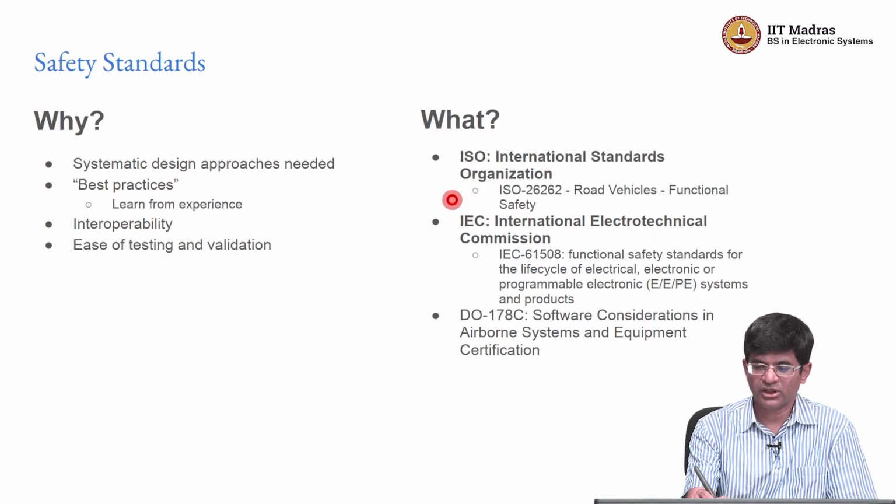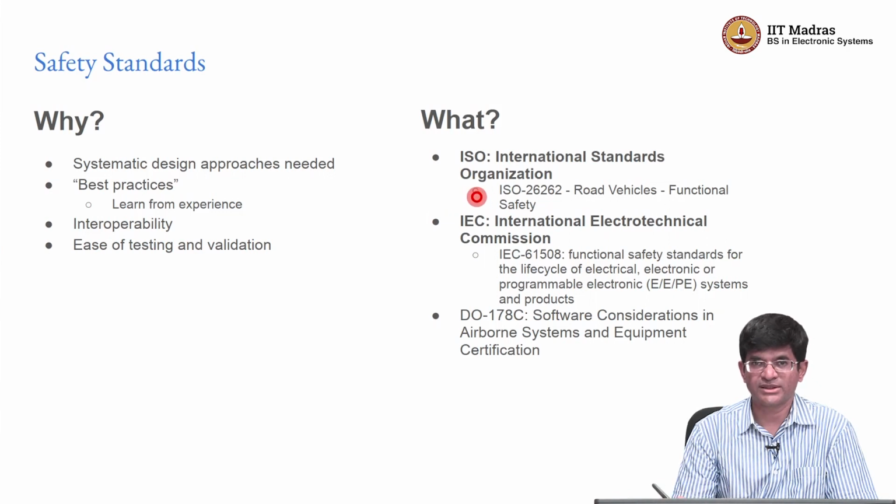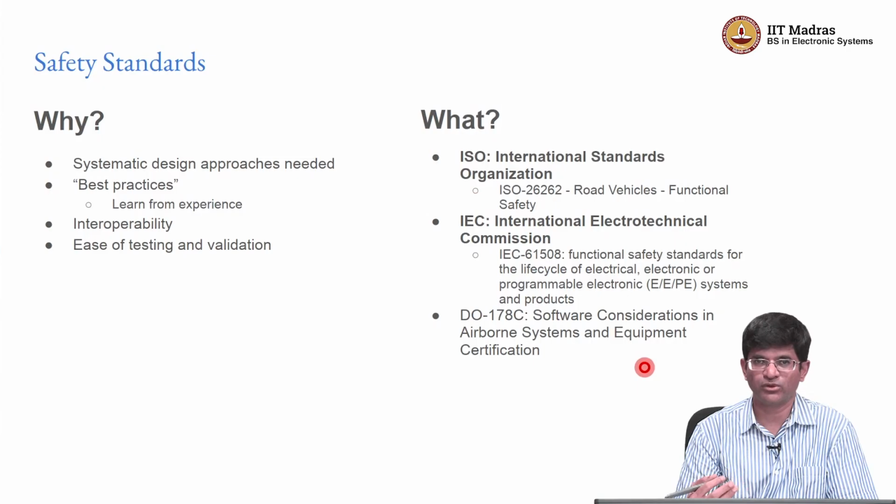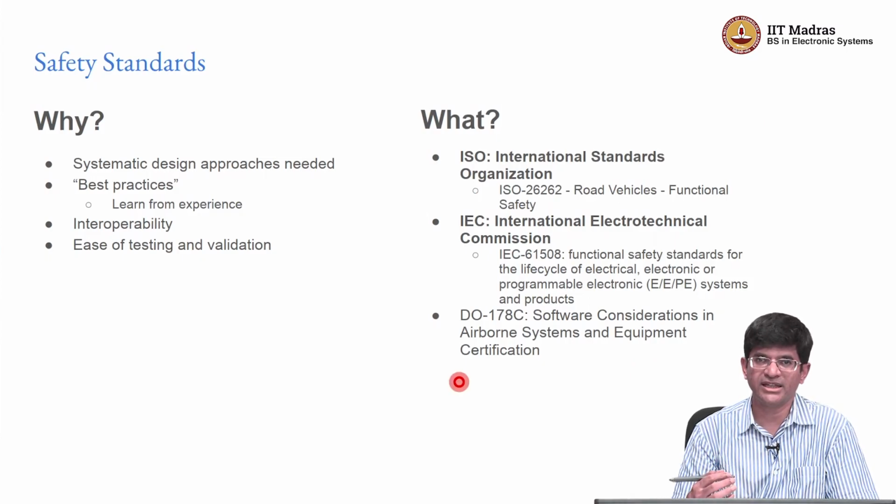Among those, one particular standard, ISO 26262, relates to road vehicles, and it basically talks about the functional safety of road vehicles. There is a lot of information in this standards document which goes into detail on what kind of functional safety guarantees should be there when you are designing a vehicle that is meant to be operated on roads.